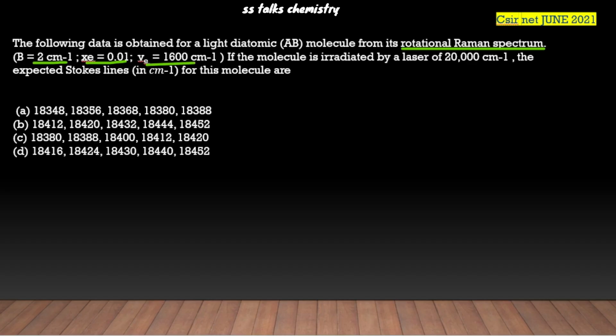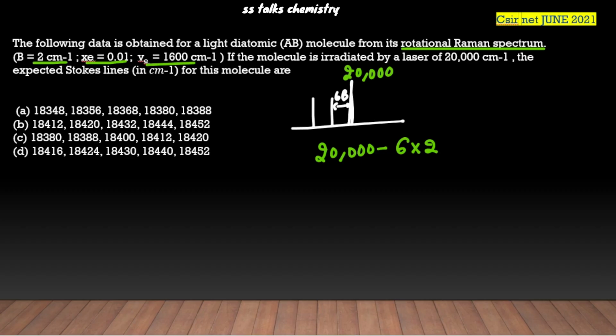If I consider the pure rotational spectra only, there is going to be the Rayleigh line and the corresponding Stokes line. This is going to be at a distance of 6B from here, right? So if I see the radiation, it is at 20,000 centimeter inverse, and at 6B, you subtract 6 times 2, so 12, from 20,000. So you will be getting the value at 19988 centimeter inverse. This is the value you should obtain.